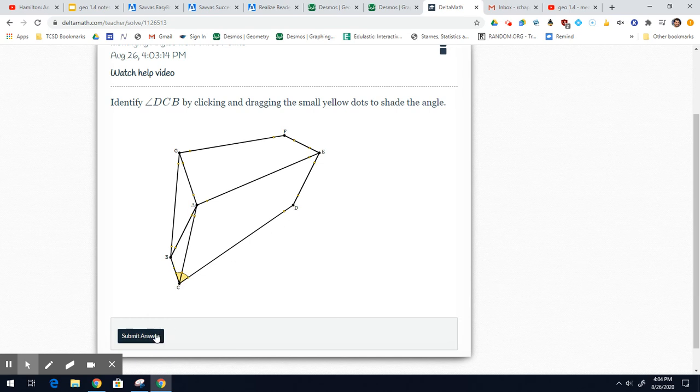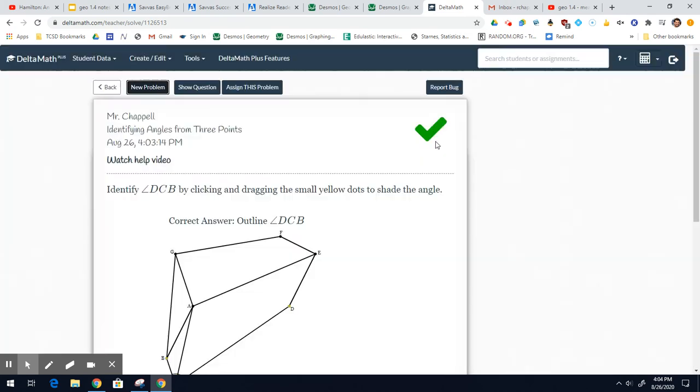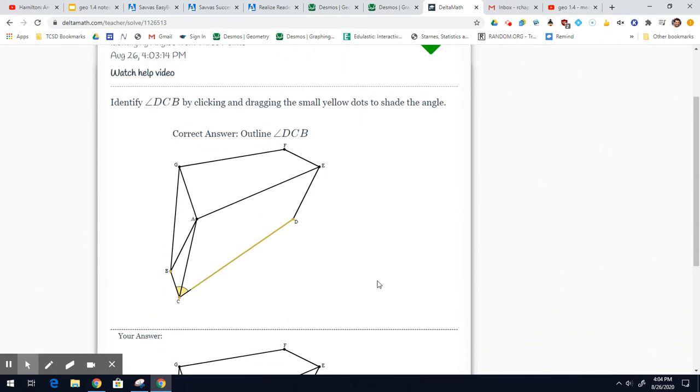There we go. And notice what they do. This is so cool. They trace it for you as well. So look at their solution. Look what happens. They trace down to D, to C, and to B. Great. All right, one more problem to show you.